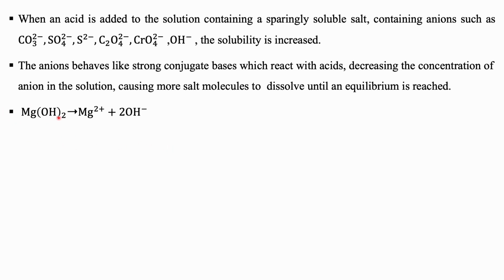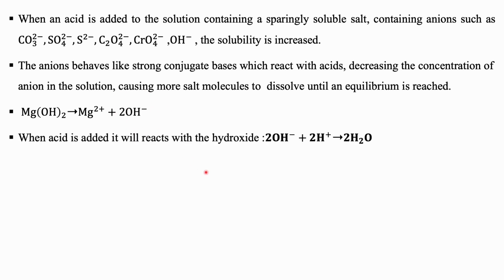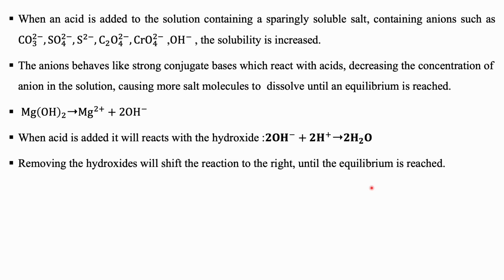So that means more magnesium hydroxide is going to dissolve to again supply the OH. So when acid is added, the acid reacts with the OH to produce water. That means the OH concentration is going to decrease, therefore causing the magnesium hydroxide to dissolve to replace the OH. So removing the hydroxide will shift the reaction to the right until the equilibrium is reached.